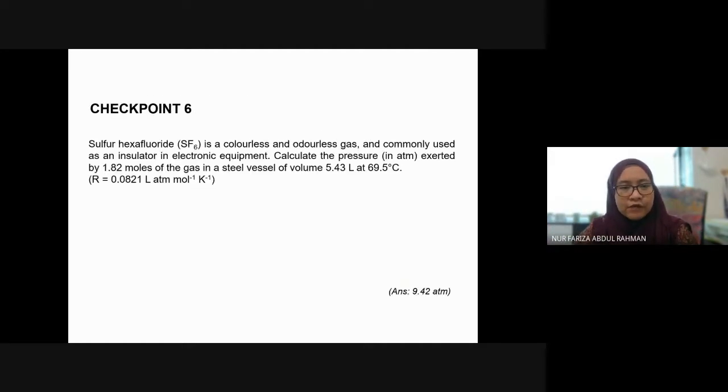Okay, moving on. Checkpoint 6. Sulfur hexafluoride, SF6, is a colorless and odorless gas commonly used as an insulator in electronic equipment. Calculate the pressure in atm exerted by 1.82 moles of the gas in a steel vessel of volume 5.43 liter at this temperature.